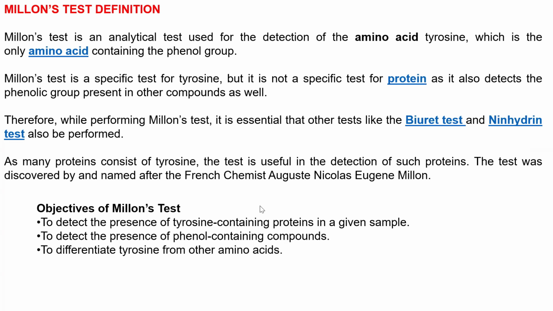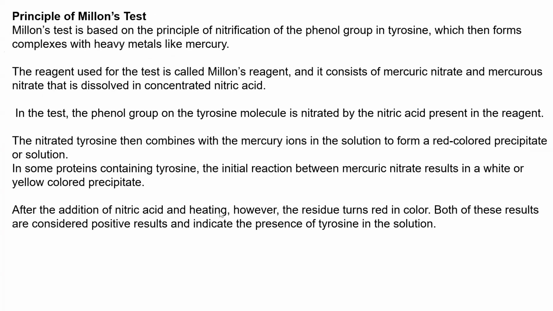And the objectives of the Millon test: first is to detect the presence of tyrosine-containing proteins in a given sample. It is also to detect the presence of phenol-containing compounds. And then lastly, to differentiate tyrosine from other amino acids. So what are the principles of Millon's test? Millon's test is based on the principle of nitration of the phenolic group in tyrosine.